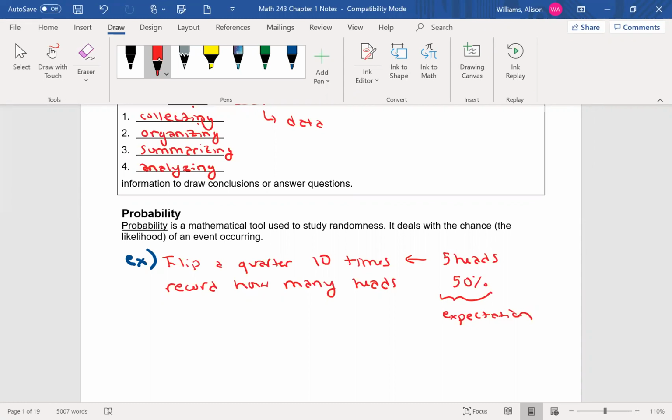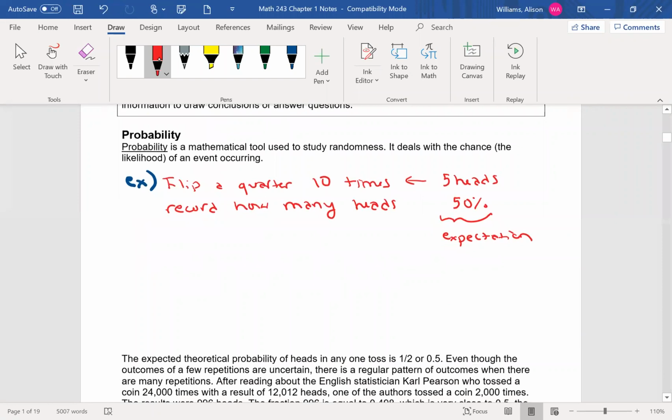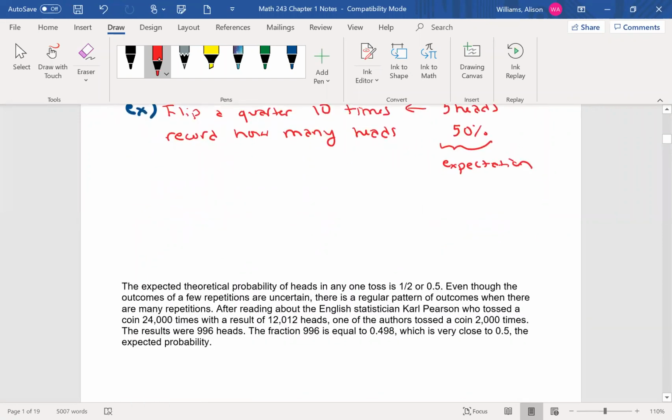In fact, the authors of the book took a moment to talk about this. They tossed the coin 2,000 times. 2,000 times. They referenced a statistician who did it 24,000 times and got about 12,000 heads. And when they did it 2,000 times, they got 996, which is very close to half. So it's exactly what is expected. If you keep flipping the coin, even if you happen to get 10 heads in a row at first, you know that if you kept going, you'd start to see more and more tails sprinkled in, and it would probably even out the more you repeat this game.